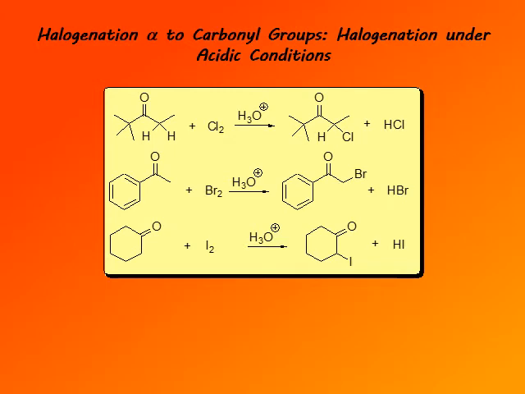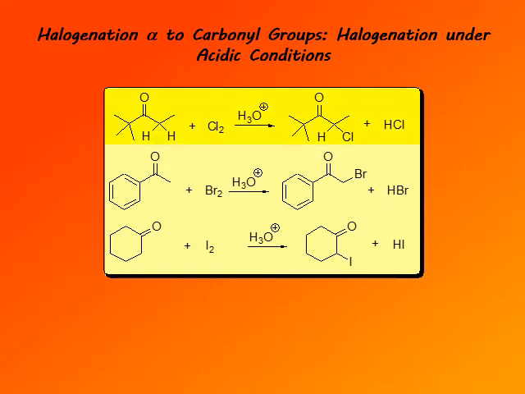And now we're going to look at a specific reaction, halogenation alpha to a carbonyl group. That means replacement of an alpha hydrogen with one of the halogen atoms. Those could be chlorine, bromine, or iodine. Substitution with fluorine does not work, as you might expect. First, we are going to examine halogenation under acidic conditions.